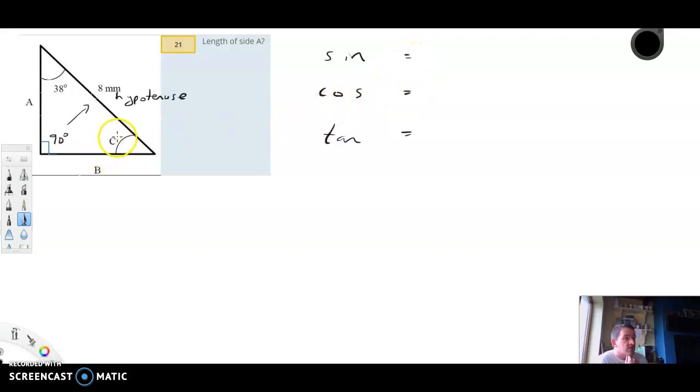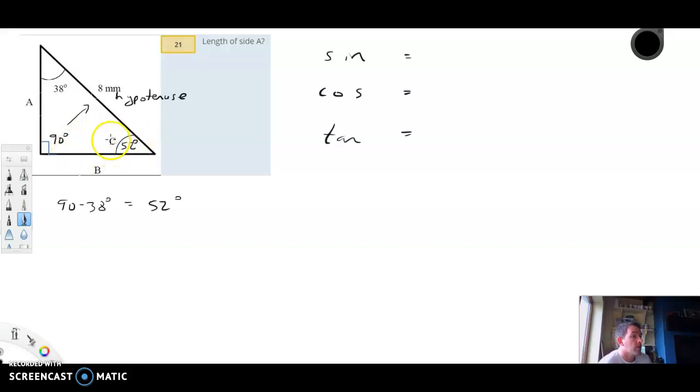And we can easily work out angle C. That's 38 degrees. That's 90. 90 has to be spread between this. So 90 take away 38 leaves 52 degrees. Angle C is 52 degrees because the three angles add to 180.